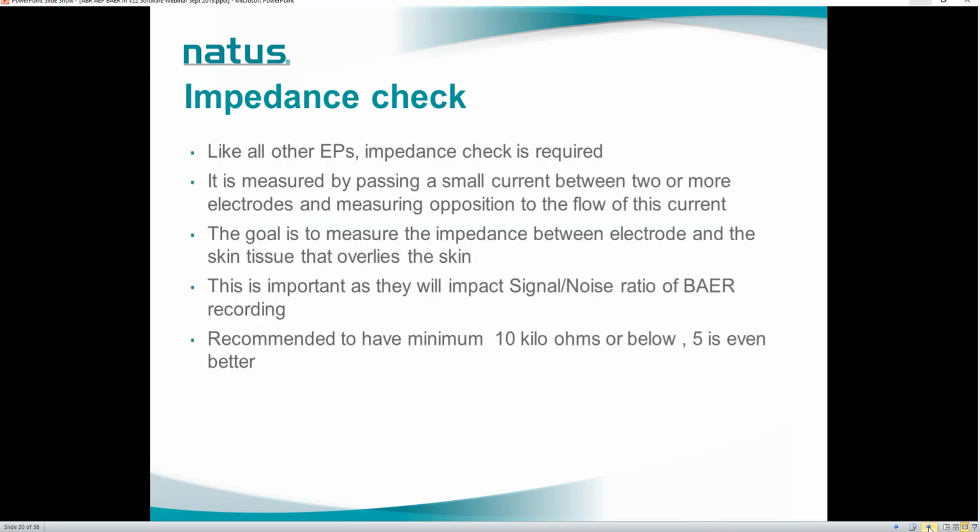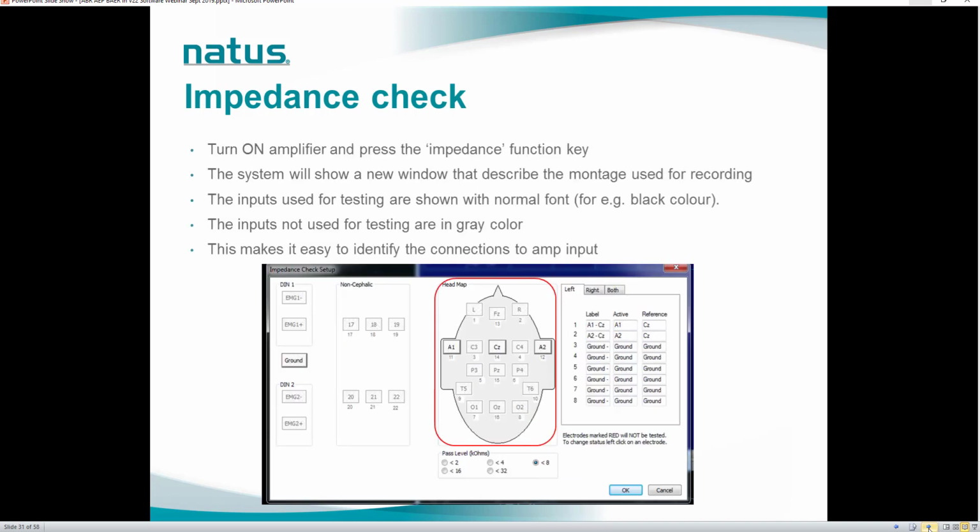So just like all other EPs, impedance check is essentially important. The goal here is really to measure the impedance between the electrode and the skin that overlies our skin surface. This is important because it impacts significantly the signal to noise ratio of your ABR or BAER recording. So it's recommended to at least have a very good impedance level, preferably under 10 kilo ohms. 5 would be even better. So we turn on the amplifier, we press on the impedance function key. The system will now show a new window that describes the montage that's used for recording.